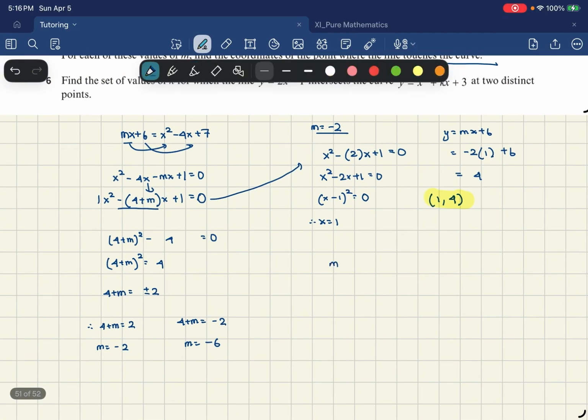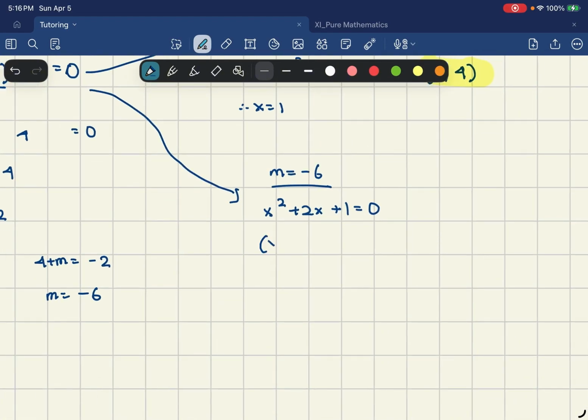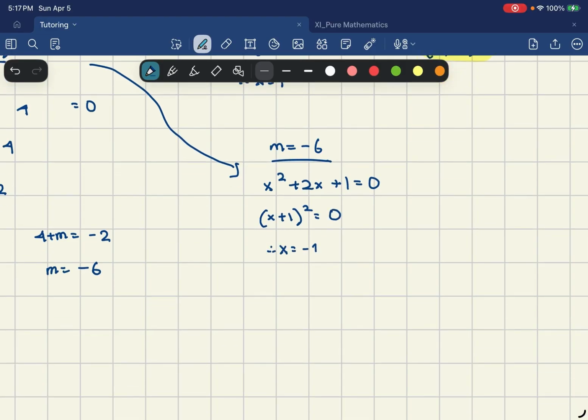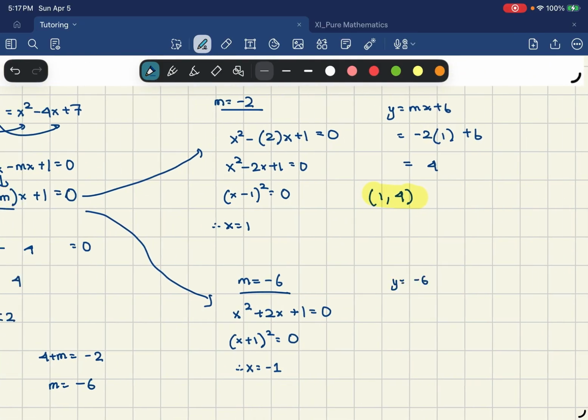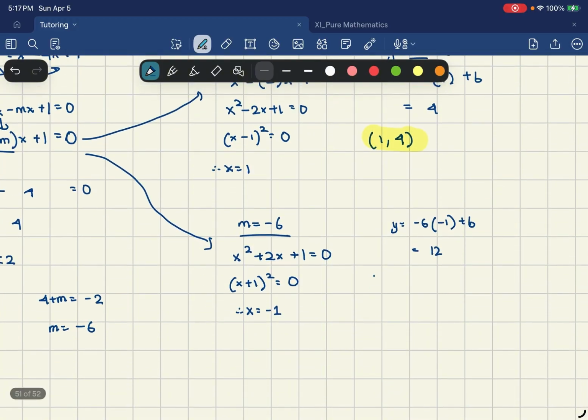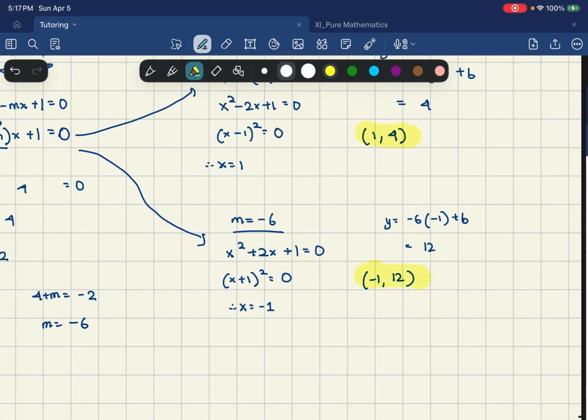And if m is equal to negative 6, then you just substitute it into this equation. X squared, 4 minus 6, so you'll get plus 2x plus 1 if you simplify, right? 4 minus 6 here gives you negative 2. Minus of minus 2 gives you positive 2. And this is just x plus 1 whole squared. So therefore, x is just negative 1. And your y is equal to negative 6, that is your m value, times x, which is negative 1, plus 6. So that is just 12. So your point of intersection is negative 1 comma 12. All right, so that is your answer.